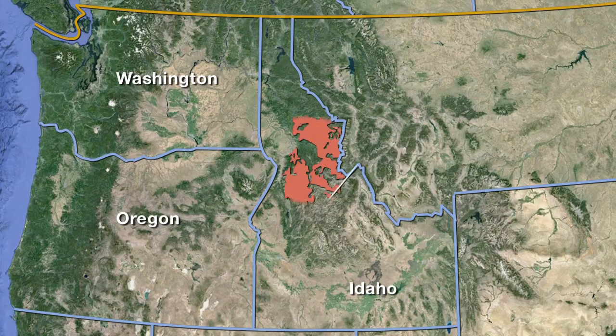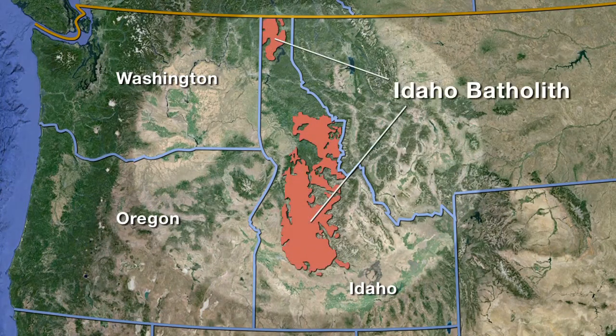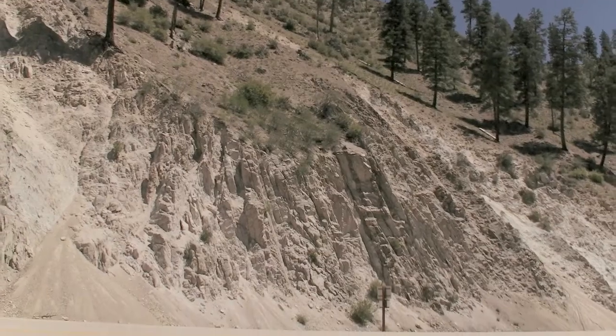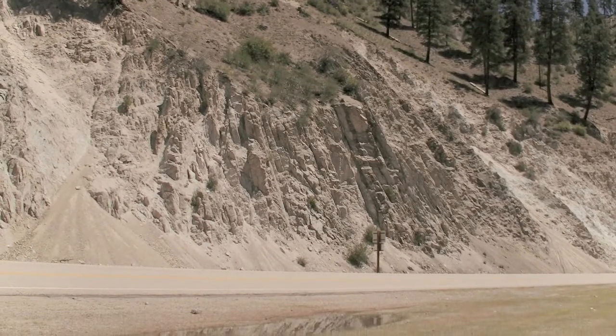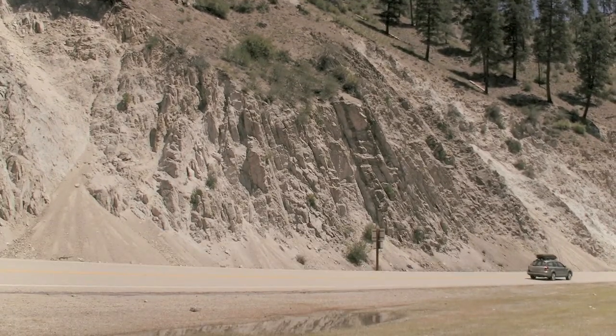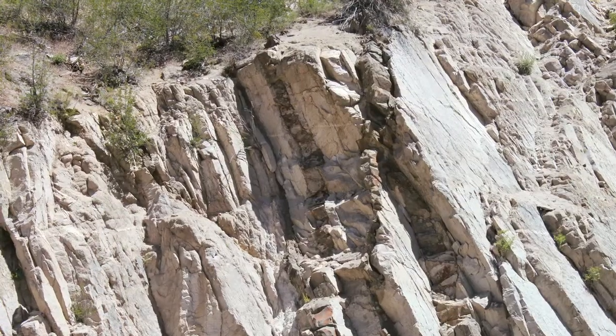I'm looking at the Idaho batholith, which is basically a huge blob of granite that now is exposed in most of central Idaho. This was granite that was magma between about 90 million years ago and about 55 million years ago. So this is a long-lasting episode of magmatism where there was all of this molten liquid rock beneath the surface that has since solidified and is now exposed at the surface.